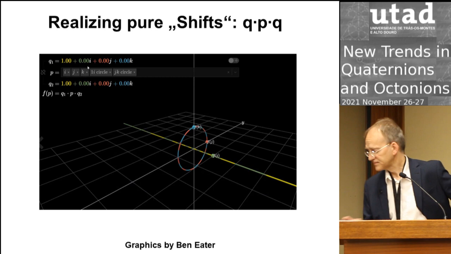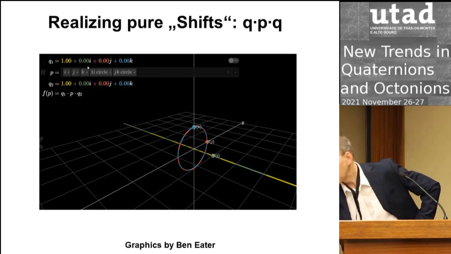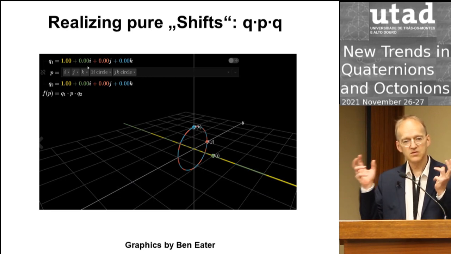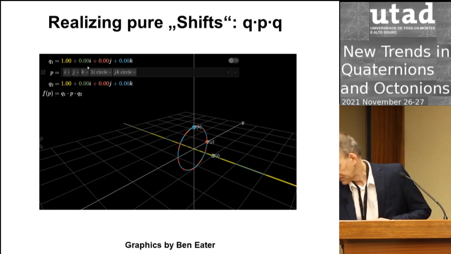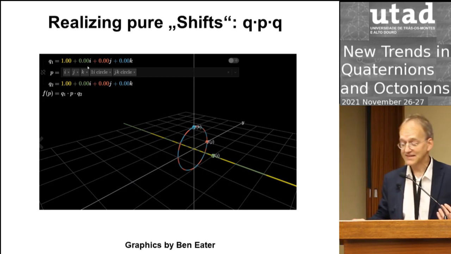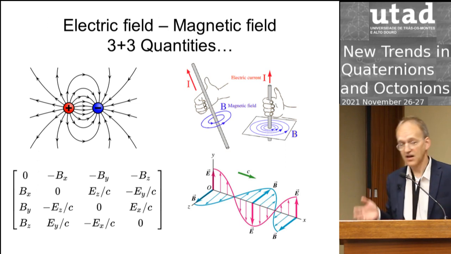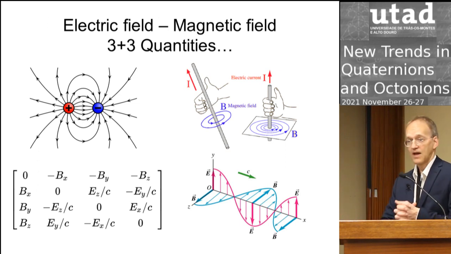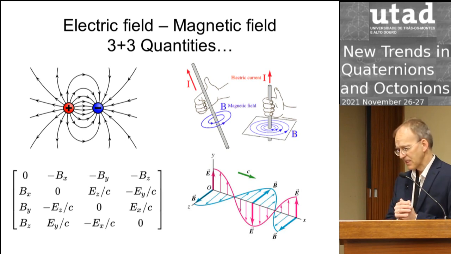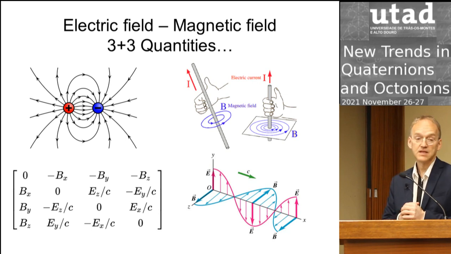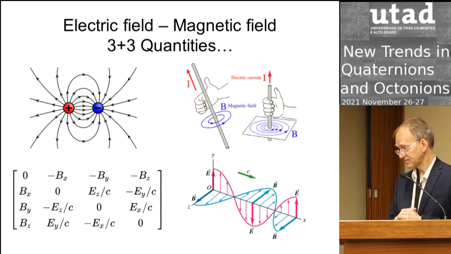So we have the interesting feature that these six transformations can be grouped into two distinct distortions, and that's what reminds you of electric and magnetic fields. Obviously, you have again 3+3 quantities, and it's a very natural idea to relate these general transformations of the unit quaternions to the electric and magnetic fields.